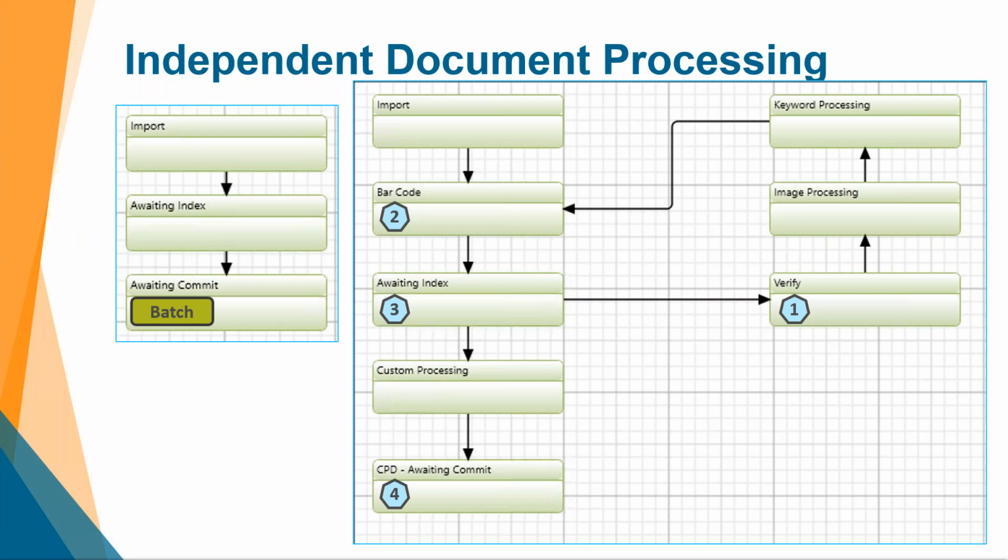This means that you could have 1 or more users working on indexing, processing barcodes, and an administrator working on the verification step simultaneously. The last step of any capture process design queue requires that every document in a batch is gathered together before it will finish the batch. So in this example, all 10 documents need to be complete before the awaiting commit step will process the batch.